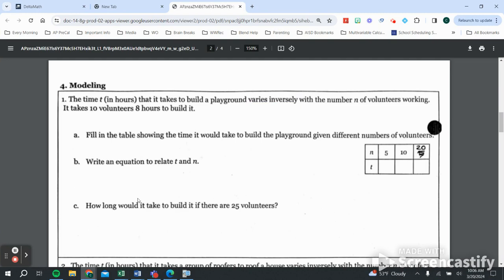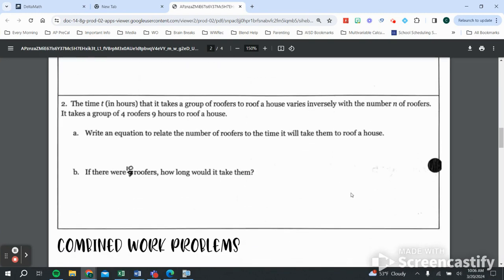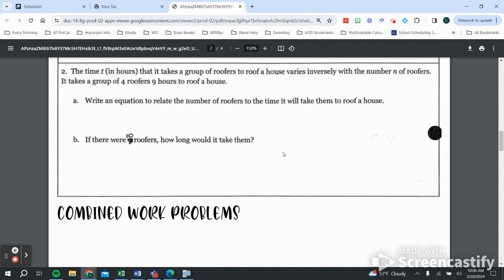All right, let's look at another word problem here. The time in hours it takes a group of roofers to roof a house varies inversely with the number n of roofers. So very similar. We're talking about time and the number of people. It takes a group of 4 roofers 9 hours to roof a house. So we want to write an equation to relate the number of roofers to the time it will take them to roof a house. So we know that we're talking about varying inversely.